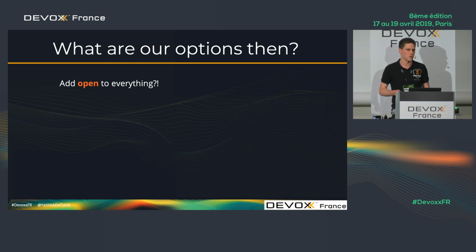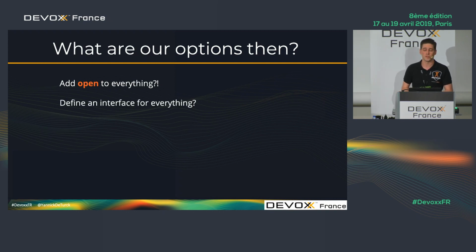Should we add an open to everything, to all our classes and all our methods, or should we maybe just define an interface for everything? I know that in Java it's something that you usually do, but in Kotlin that becomes less the case. And I felt a bit sad about that.